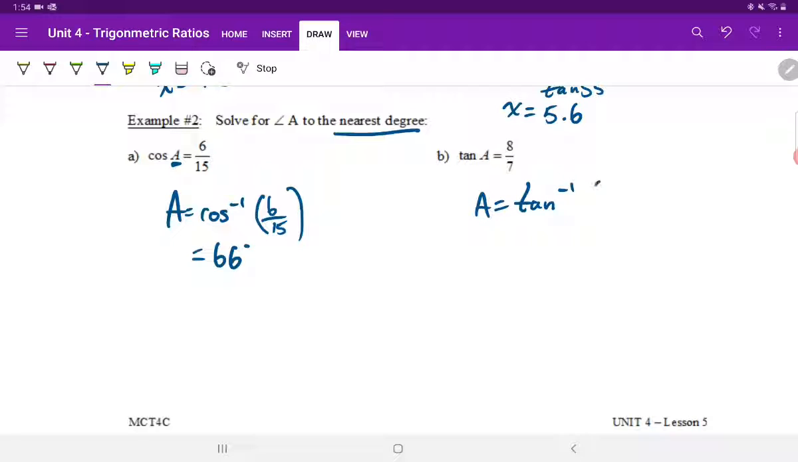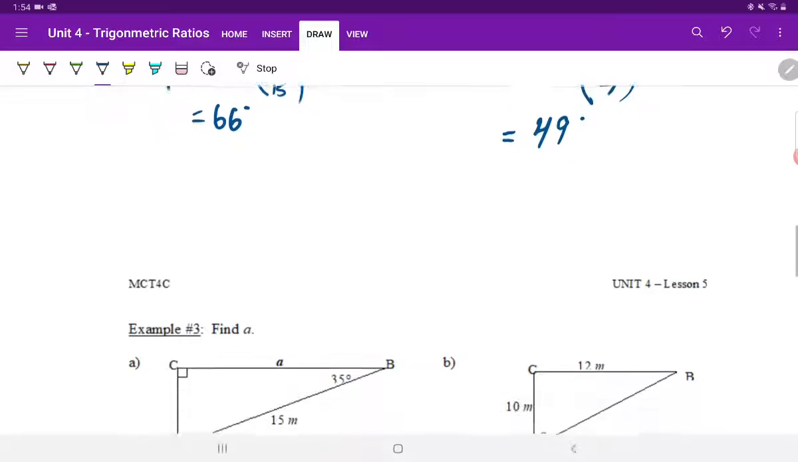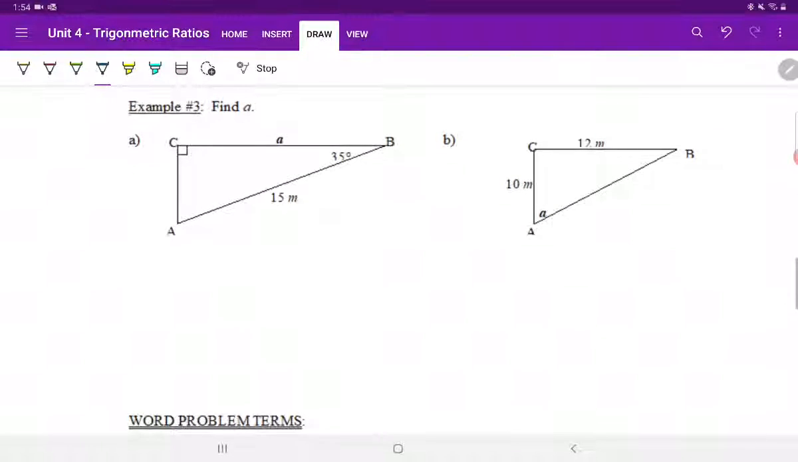Okay, very straightforward. Just know how to punch this into your calculator. Make sure you use brackets. So second function tan, bracket 8 divided by 7, close bracket, and hit equals. Okay, there you have it, very easy. All right, and now let's actually get to a question before we do some word problems.